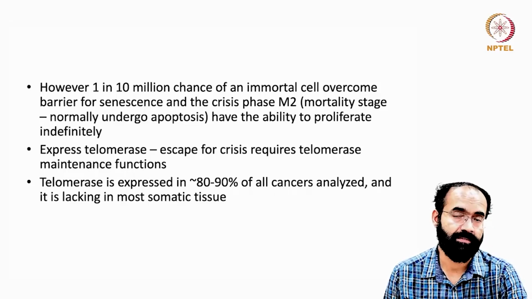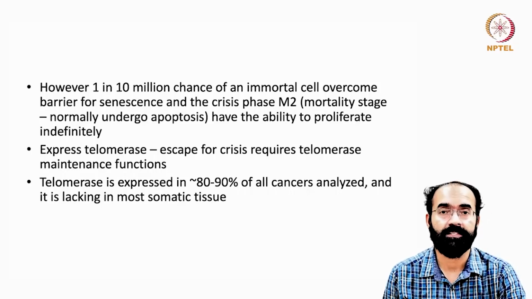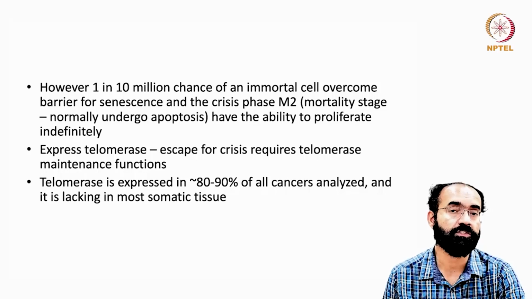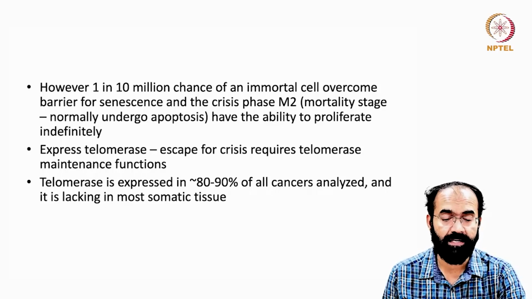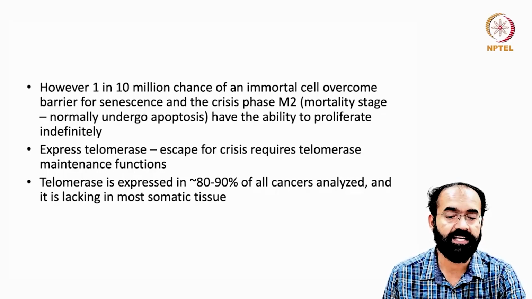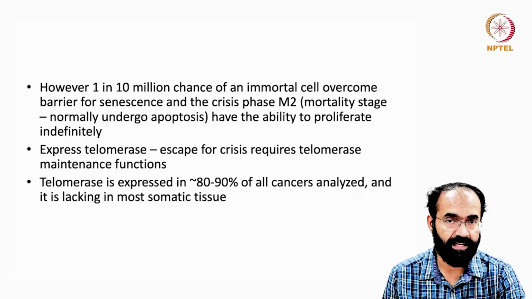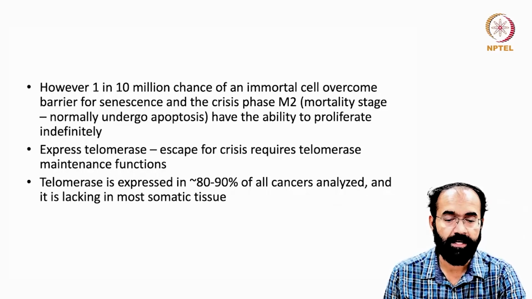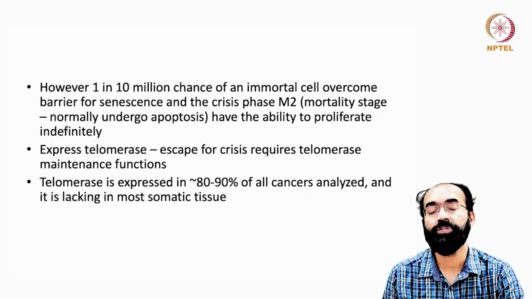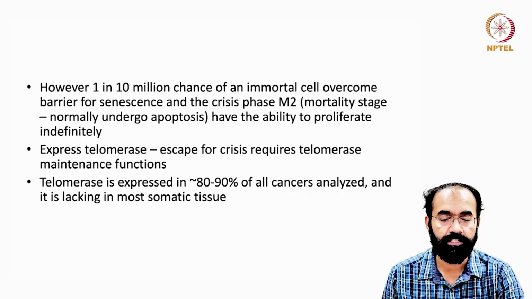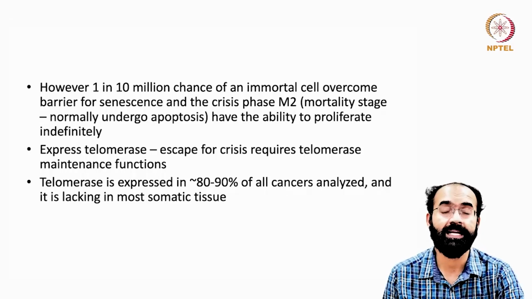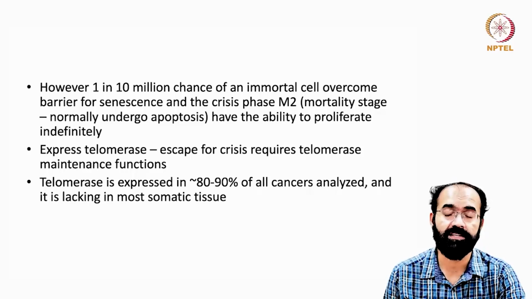So there is a 1 in 10 million chance for an immortal cell to overcome the barrier of senescence and the crisis in the M2 phase. M1 crisis is caused by the Hayflick limit, that is when the telomere length reaches a low level. Because of prolonged, continued cell division, it will further reach the M2 phase, the second and final phase of crisis. The mortality stage: once the cell reaches M2, it undergoes death, that is apoptosis. Once one cell in 10 million has the ability to overcome this barrier, the so-called senescence, it will continue to proliferate. If it has telomerase activity turned on and was able to withstand the crisis, it will proliferate indefinitely, and we call this an immortalized cell line.